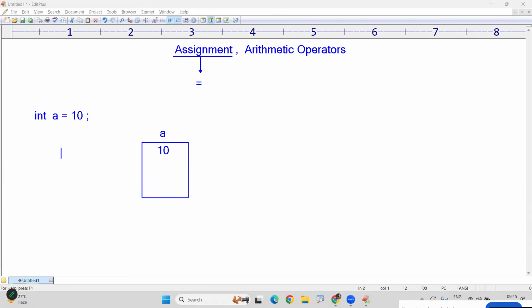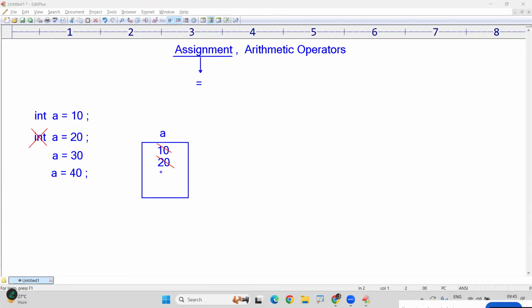Next, if you want to store another value into a, look at this, a very important one. The second time, don't write the data type. Data type you need to write only one time, the first time when you create that variable. The second time, don't use that data type. Directly use the variable. So in place of 10, 20 will be stored. Then we keep on assigning the values, a equals to 30, a equals to 40. However many times you want to change, you can change.